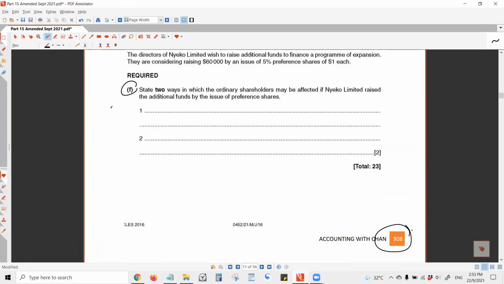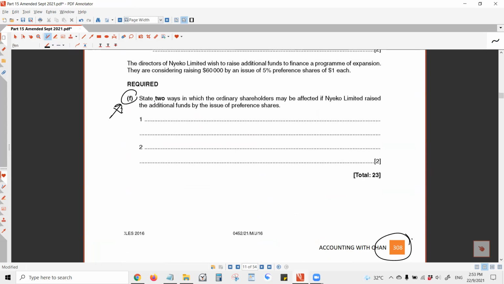Question F. We are going to look at question F. State two ways in which ordinary shareholders may be affected if NECO Limited. How do you know whether you are doing a company's question? You have to look for the word limited. If the business name is together with the word limited, that means you are doing a company's question. That's how you observe.